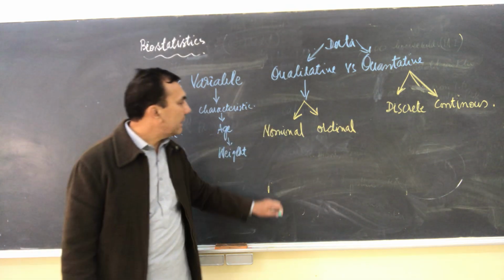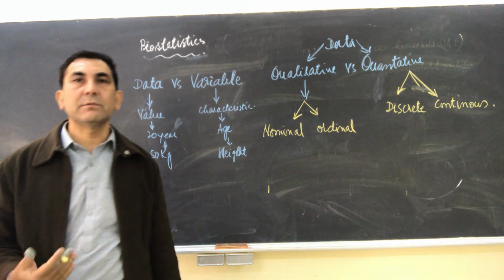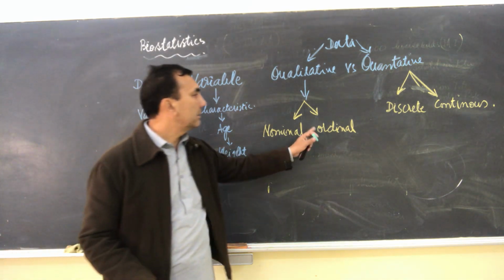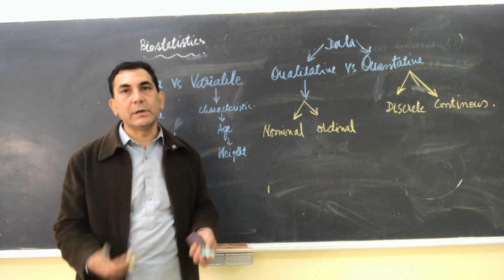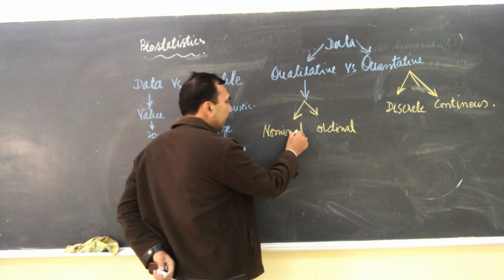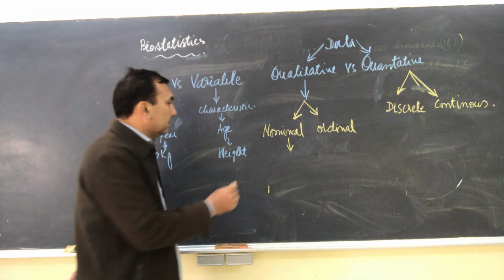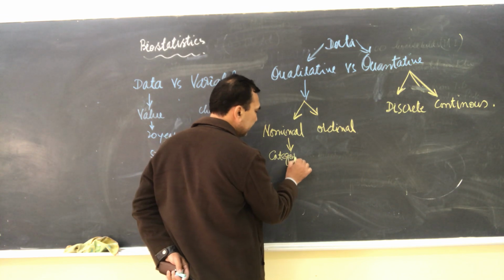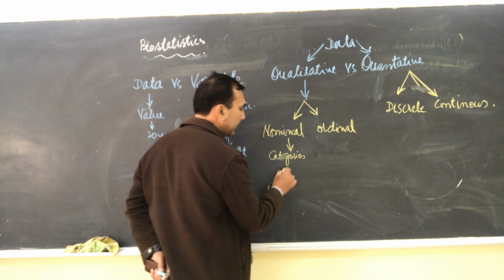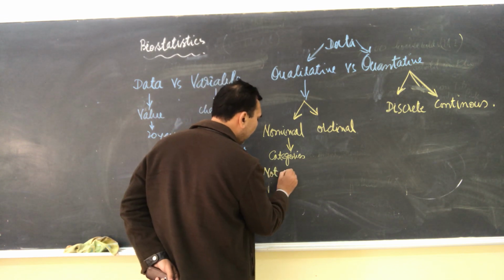Now the qualitative data is further divided into two types. One is called nominal and the second one is called ordinal. Both nominal and ordinal are types of categorical data. Nominal data is categorical data in the form of categories, but it is not in order form.